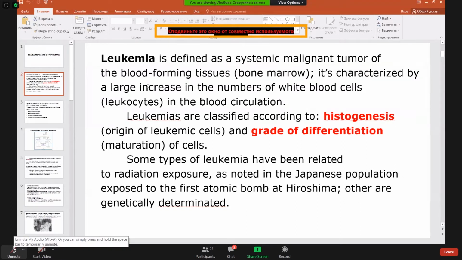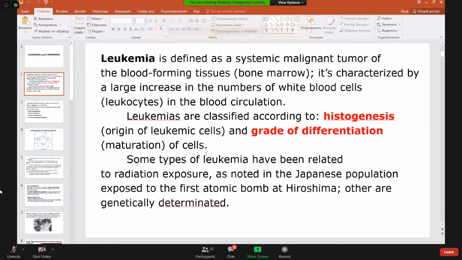Leukemias are classified according to two main principles: histogenesis, or origin of the leukemic cells, and grade of differentiation, of maturation of the cells. In the previous semester, we discussed the tumors. You passed a few classes devoted to tumors, and we discussed the principles of the classification of tumors. In general, the principles are the same. Leukemias also can be classified.